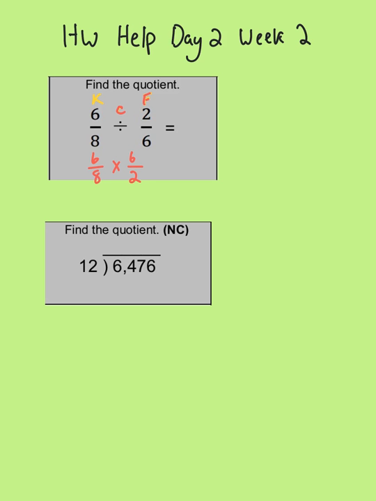You can look for reducing. For example, look at this 6 and 2. Think of what they divide by. They both divide by 2. So I'm going to divide 6 by 2 and get 3. And I'm going to divide 2 by 2 and get 1.